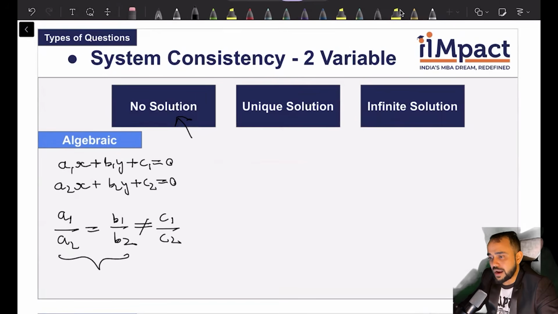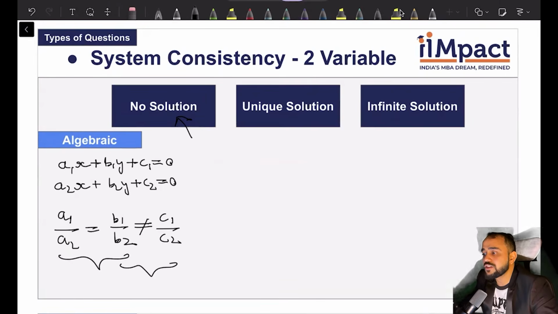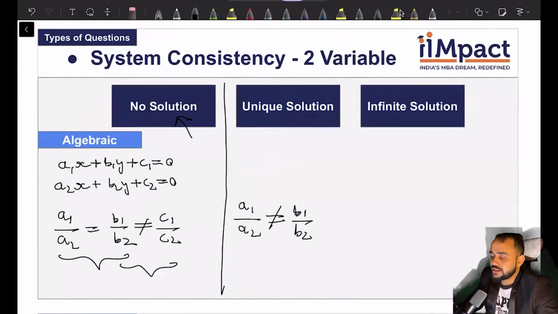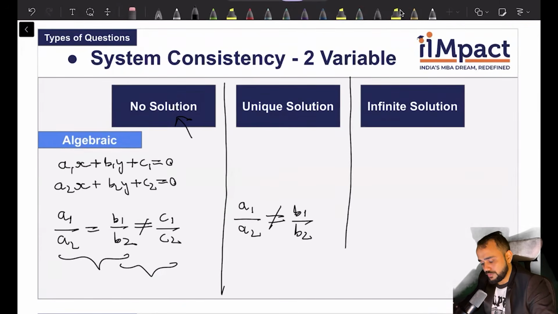This ensures being parallel and this ensures having different intercept, which was important. Otherwise, the lines would have been the same. So you have shifted your line somewhere. How about a unique solution? If the lines are not parallel, will they always intersect? Yes. So I only need to ensure this. I don't even care about the intercept. If the lines are not parallel, they will intersect. Then there is no question of the intercept. So a1 by a2 not equal to b1 by b2 will ensure that you have a unique solution.